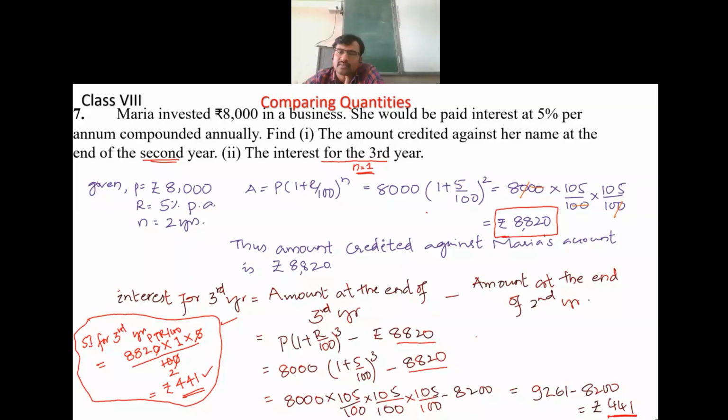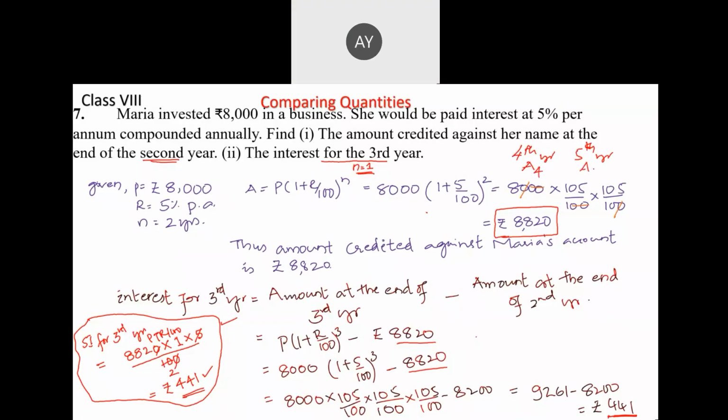Then what you have to do? You have to calculate for fourth year and fifth year, compounded. Calculate the amounts. We get the amount at the end of 4 years and the amount at the end of 5 years. Subtract this. We get A5 minus A4. This will give you the interest for fifth year. Hope you have understood this.